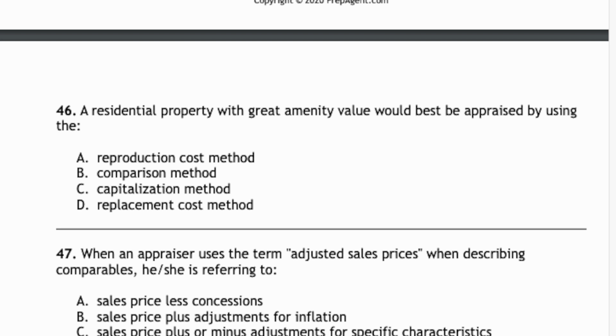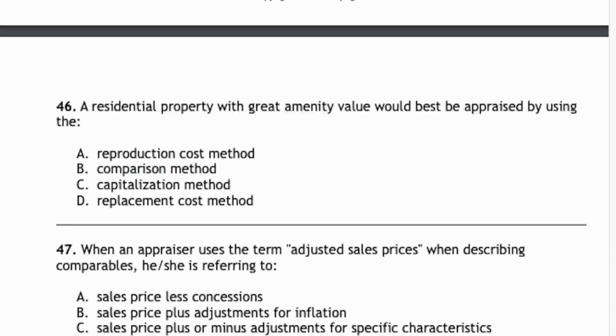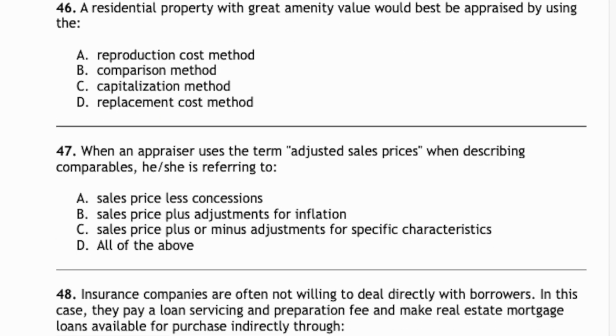Again, I thought that replacement was cost. The answer is apparently B, comparison method. Comparison method would be used in this case by adjusting comparables to compensate for the amenities of the subject property. So I guess appraisers just do a much more hardcore CMA than real estate agents when they appraise the properties. Residential properties, that is.